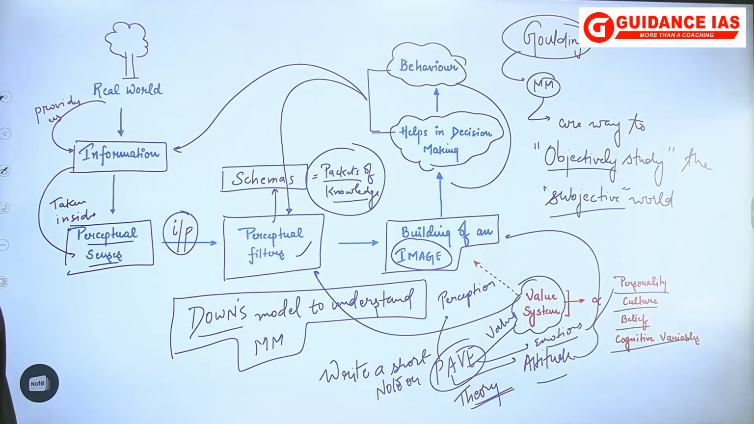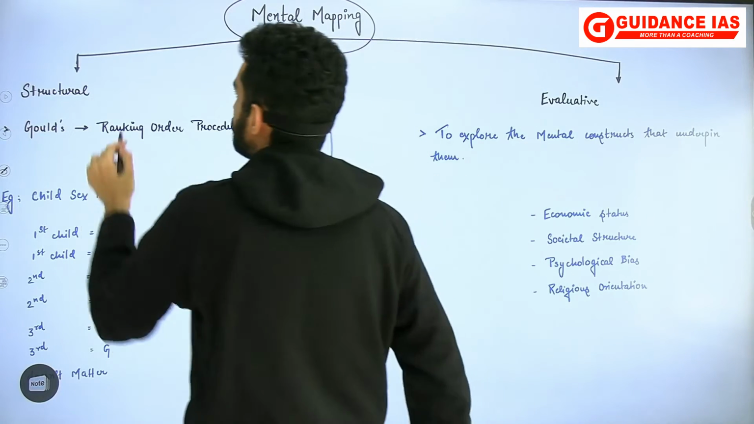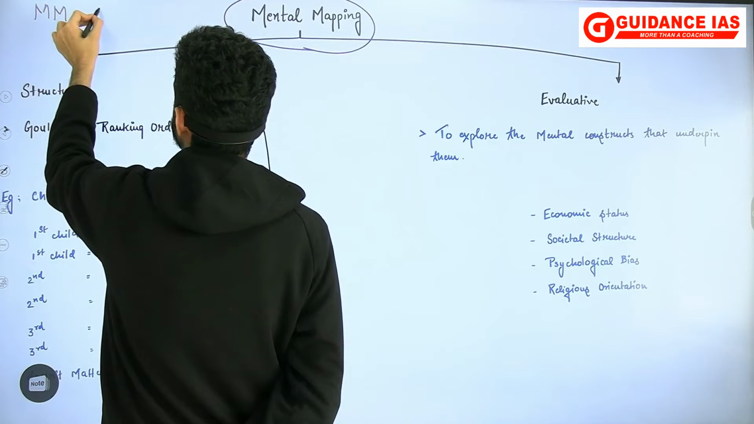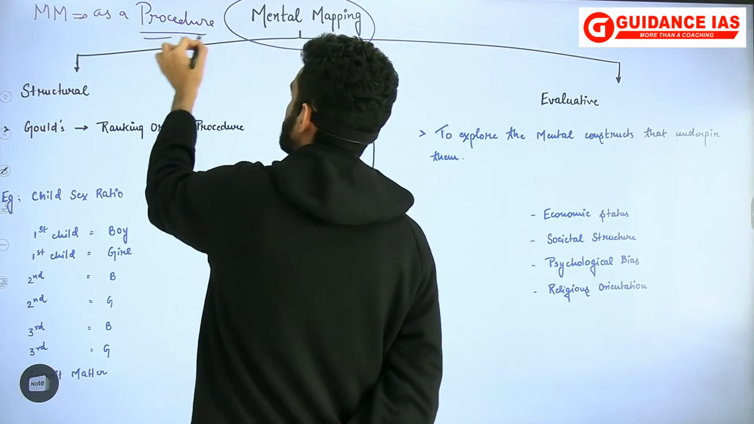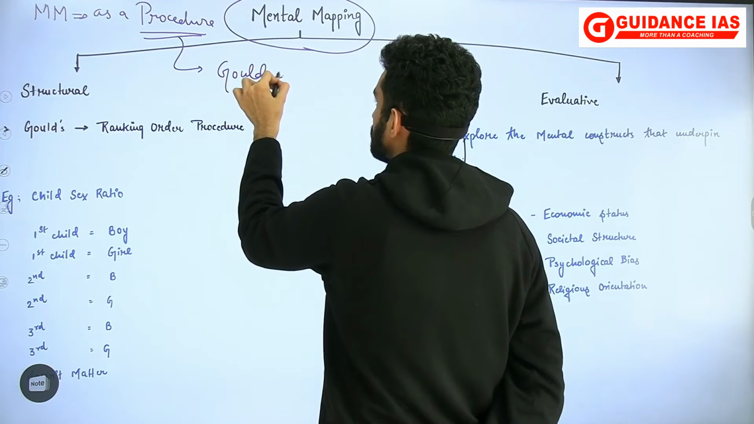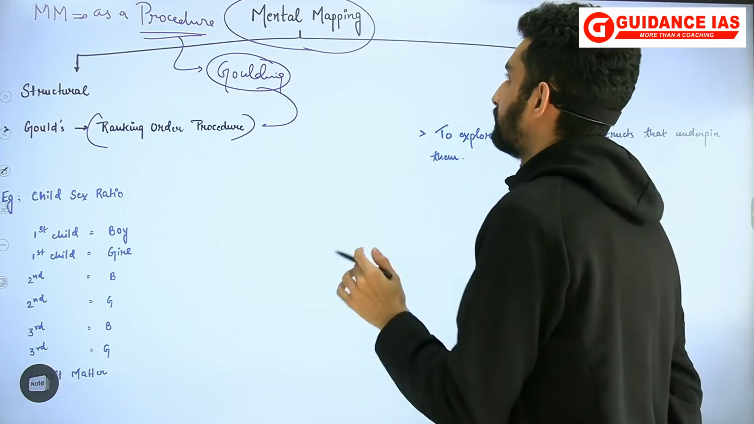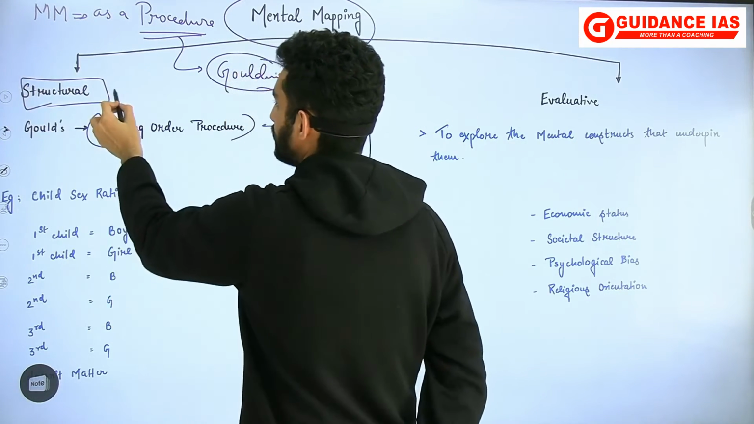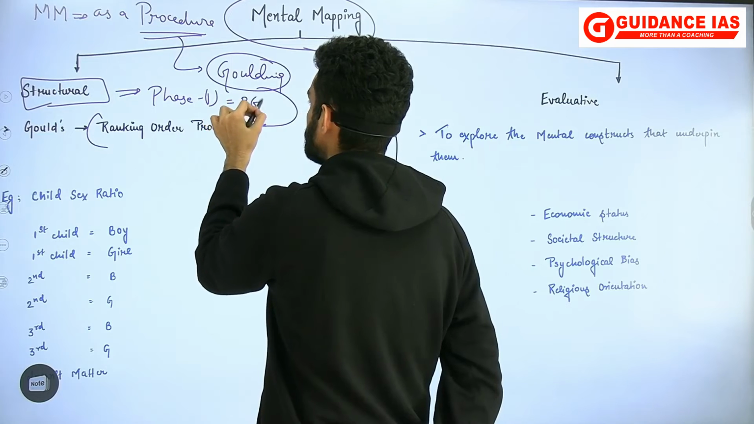Again, in mental mapping we will be focusing that there were two types of mental maps as a procedure. Okay, so mental maps as a procedure, because the question is saying the concept of mental mapping. So under mental maps as a procedure, Golledge has talked about rank order size, and in this particular mental mapping there were two flavors. One flavor was structural mental mapping, which we have already seen in phase 1 of behavioral geography. I hope it is clear.